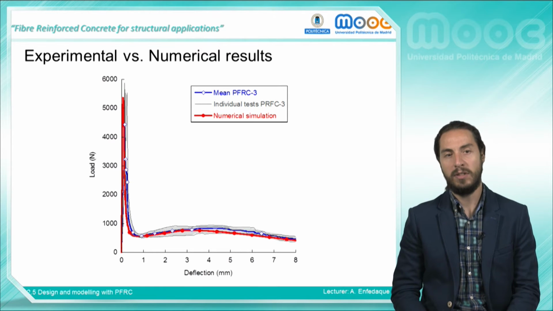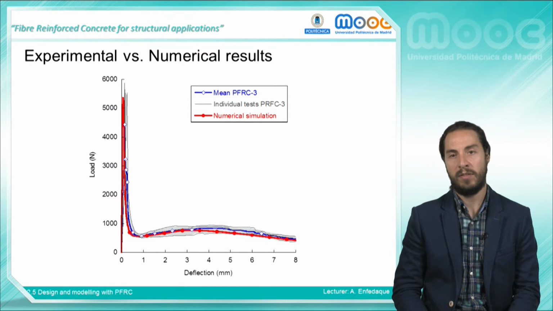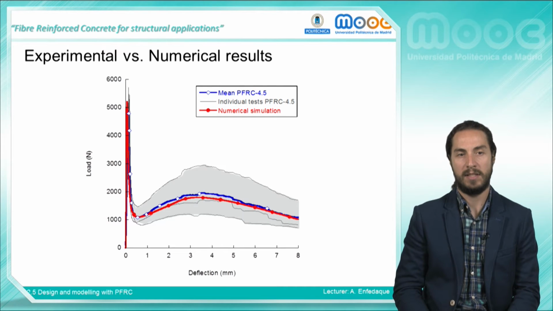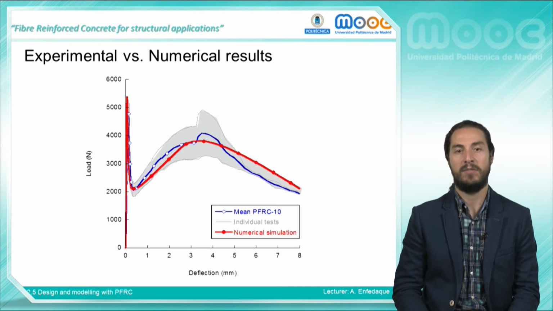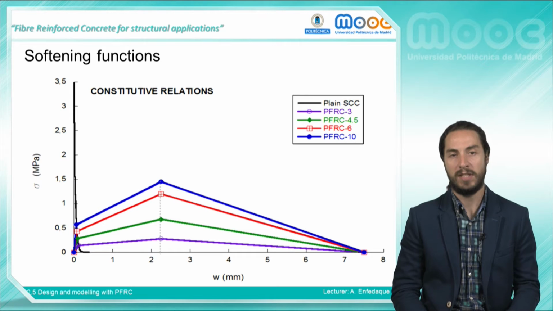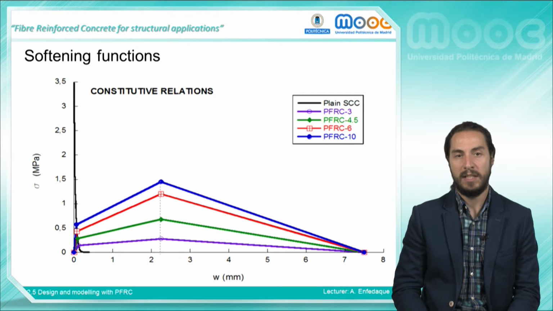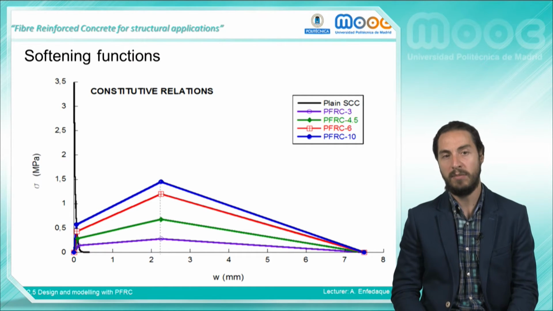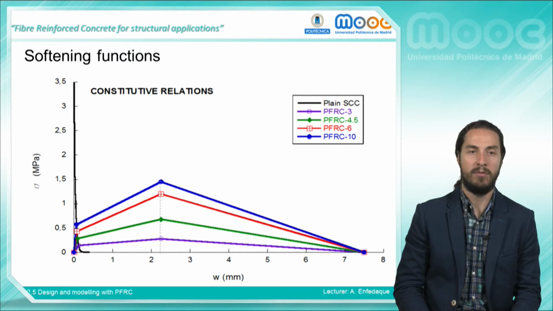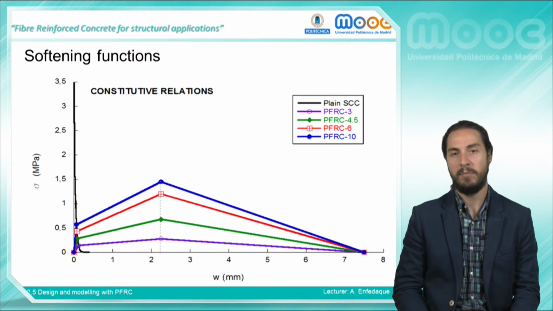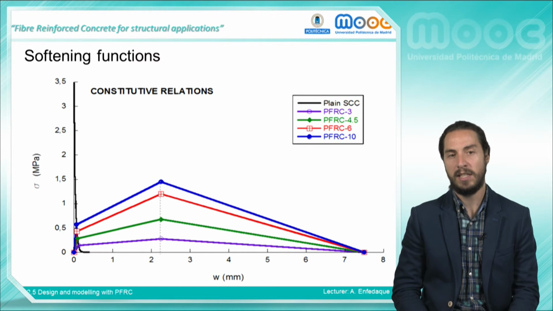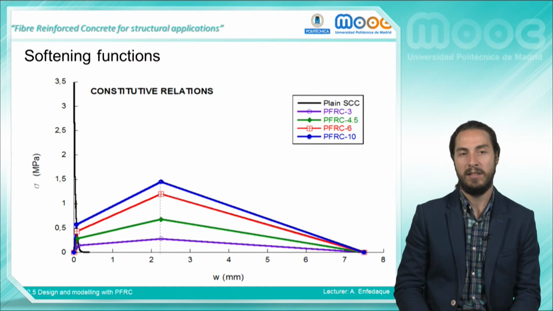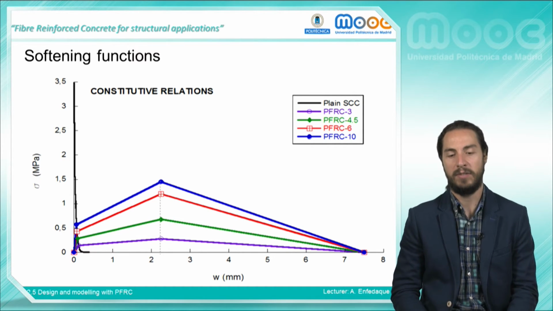Modifying these characteristic points, the behavior of PFRC with 3 kilograms, 4.5 kilograms, 6 kilograms, and 10 kilograms of fibers could be reproduced with great accuracy. The constitutive relations of such formulations can be seen in the image. The start of the reloading branch in all formulations changes, as could be expected. The greater the amount of fibers, the higher the onset of the reloading curve. Similarly, it can be clearly perceived how the slope of the reloading branch increases as the amount of fibers grows. It has to be pointed out that the point of failure of the material is the same and does not depend on the amount of fibers added.